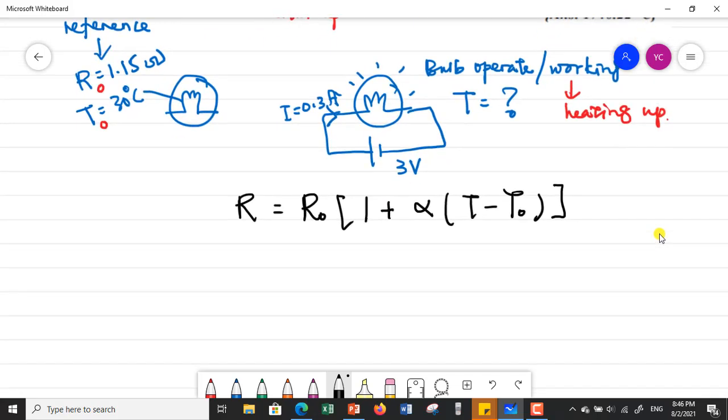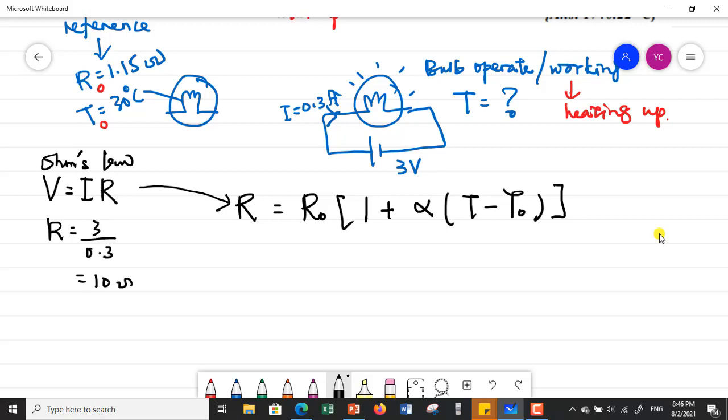Since I know the voltage and also the current, I can calculate this resistance first using Ohm's law. So I use Ohm's law to find the resistance at the working temperature. The resistance will be the voltage, 3 volt, over 0.3. So I'll get 10 ohm. Am I right? 3 over 0.3 is 10 ohm. So I put it here, 10. The reference resistance is 1.15, in bracket 1 plus alpha.